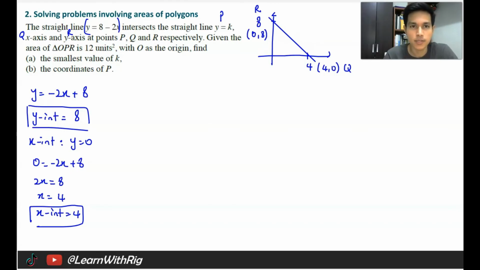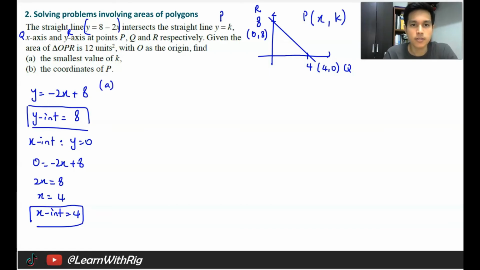But one thing we know is, since they tell you point P is where they intersect, correct? You don't know the x value, but you know the y value of point P is going to be k, because they say y equals k. So if y equals 1, let's say, the line is going to be here. So the y value of the intersection point P is going to be k. But the x value, we don't know.